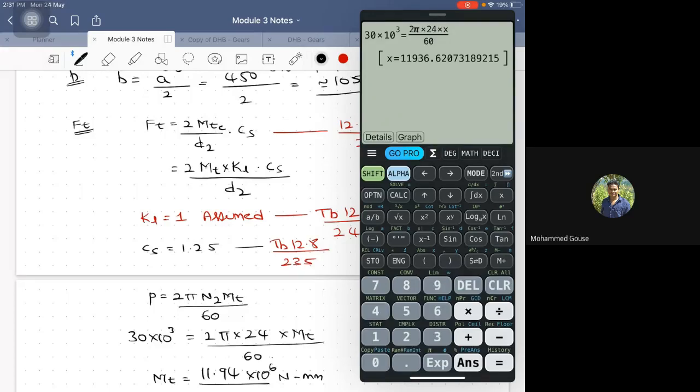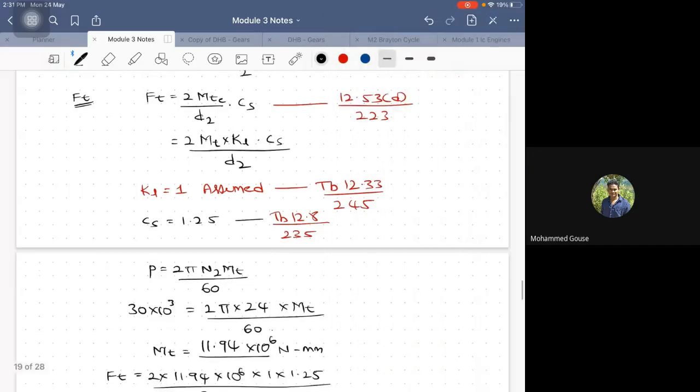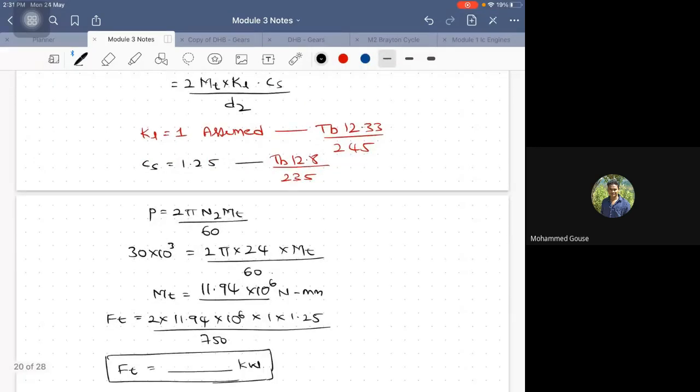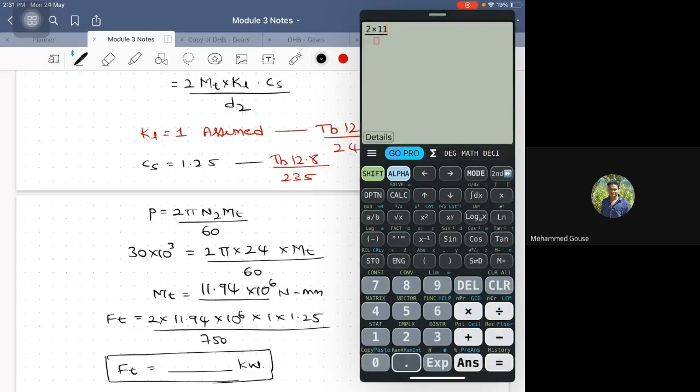Okay. MT is done, it seems. Now you calculate the value of FT. Substitute everything and calculate the value of FT. Okay, so this is the value of FT I have got. 39.8 kilowatts. I have directly written it in kilowatts. 39.8 kilowatts. Okay.